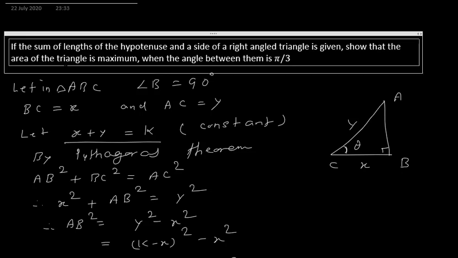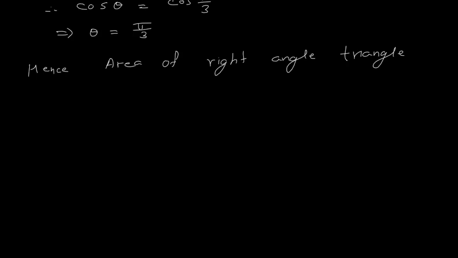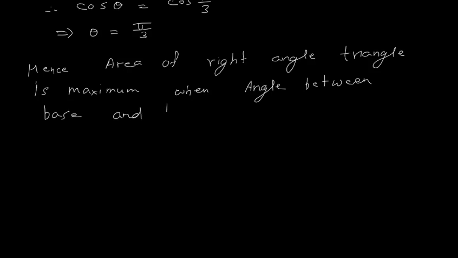So I will say that hence the area of a right angle triangle is maximum when the angle between base and hypotenuse is pi upon 3, right? So this is how we are doing the problems.